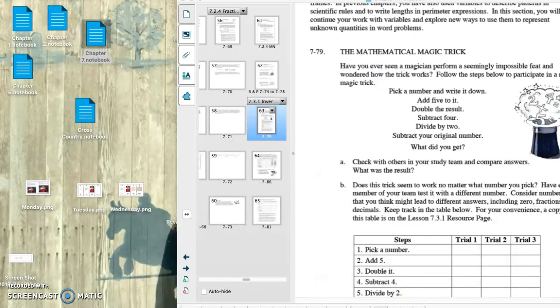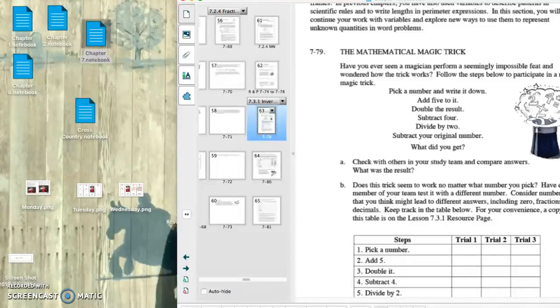All right, I would like you to pick a number, any number, and after you pick the number, I would like you to add 5 to it. And I want you to take your result from that and double it. Then subtract 4. Then take that answer and divide it by 2. And then subtract your original number. And abracadabra, I think that what you end up with is a number 3.